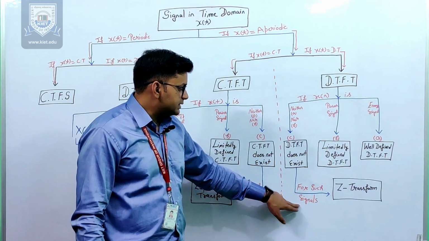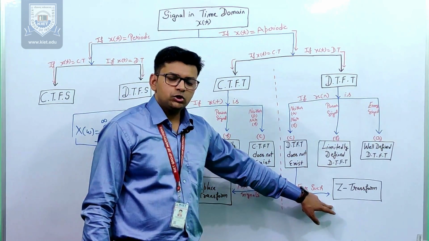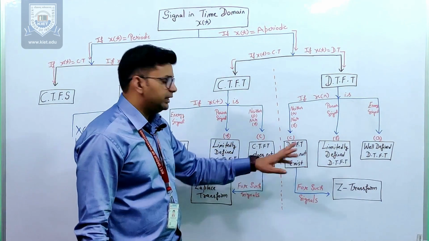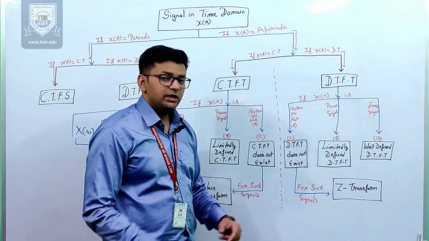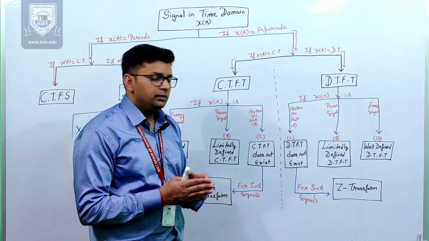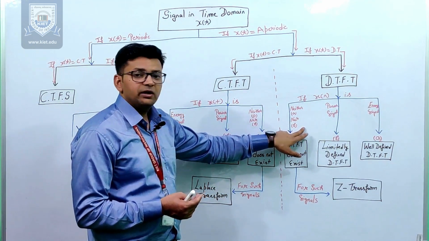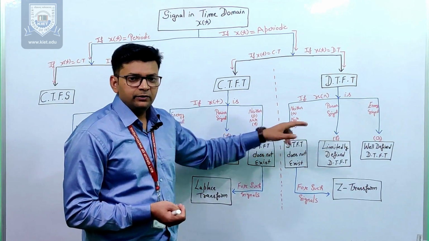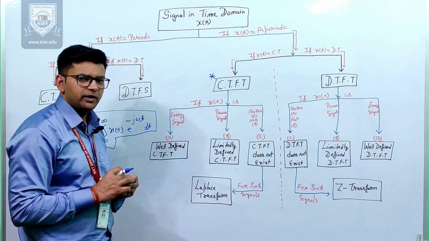Okay, so Laplace transform came into picture to overcome the limitation of continuous time Fourier transform, whereas in discrete time, Z transform came into picture to overcome the limitation of DTFT. Means with the help of Z transform we can represent the signal in terms of its frequency. Which type of signal? The signals which are neither energy nor power signals. So this is the basic overview of all types of transformations.